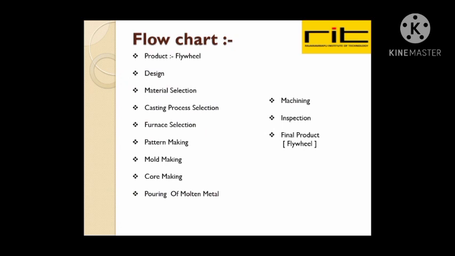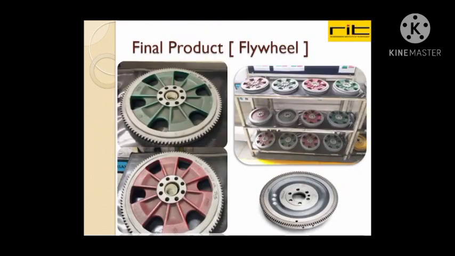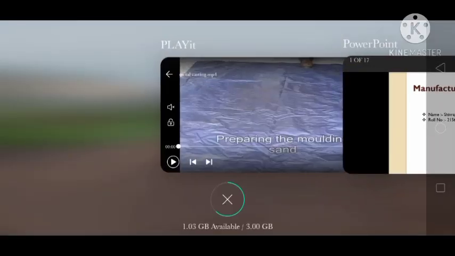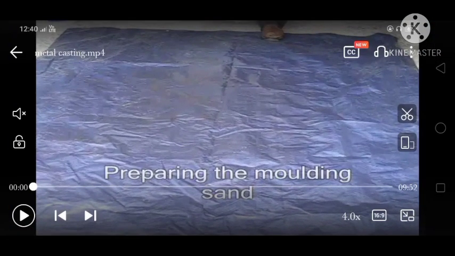Then flowchart. The manufacturing of flywheel flowchart. See the product flywheel design, material selection, casting process selection, furnace selection, pattern making, mold making, core making, pouring of molten metal, then inspection, machining, inspection, then final product. See the final product of flywheel. I will show you one video clip for better understanding.